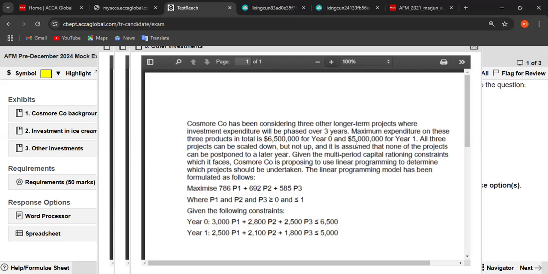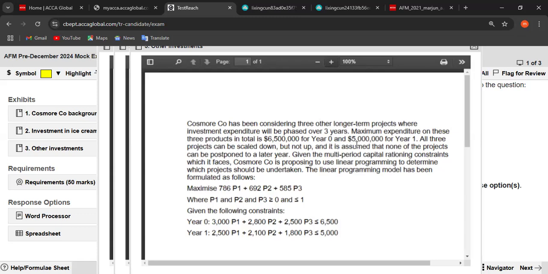First of all, remember, in single period capital rationing, when the projects are divisible, we compute the profitability index and based on that, we put our funds in the projects. And when the projects are non-divisible, we select the combination of projects which gives the maximum NPV.